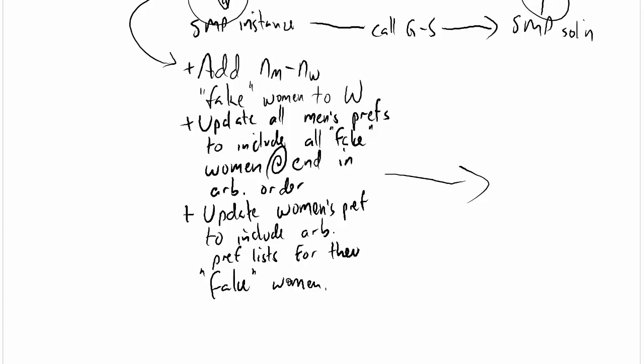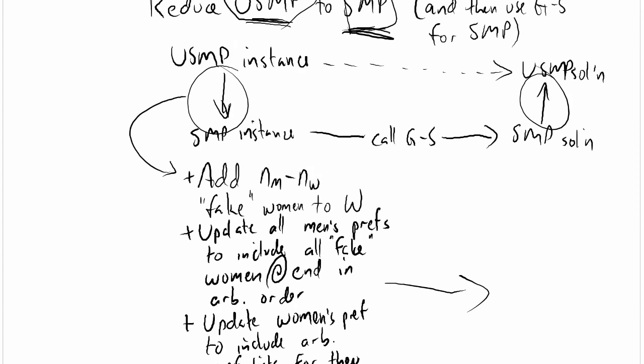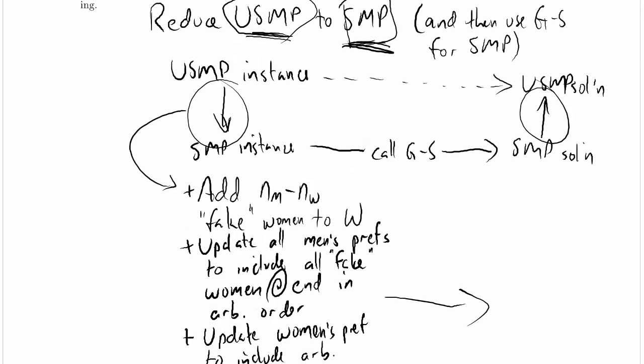Okay, so what am I going to do to that solution in order to take the SMP solution, which is going to include some of these fake women, right? In particular, it's going to include all those fake women. The fake women will all be married to some man because SMP guarantees a perfect matching. What do I do to turn that into a USMP solution? So I get a set of pairings. I want to turn it into a USMP solution. Well, we just said all those fake women are married, right? In USMP, we don't need fake women to be married to men. If we want to say that a man isn't married, we just say he's not married. We leave him out of the solution.